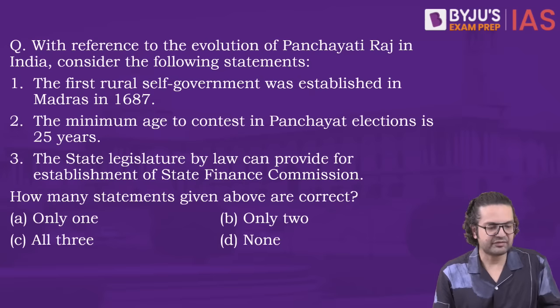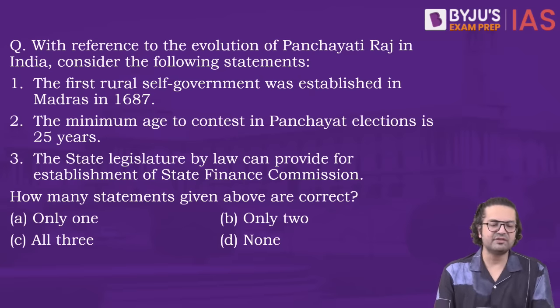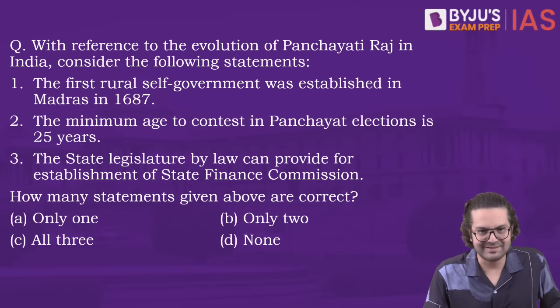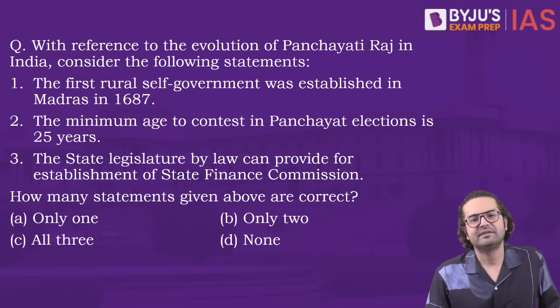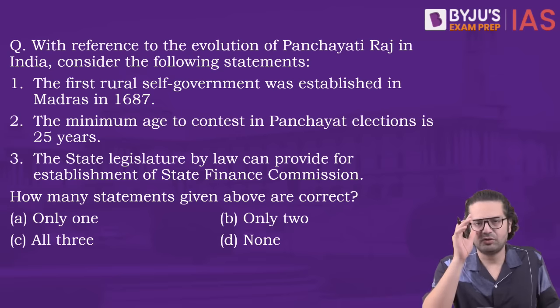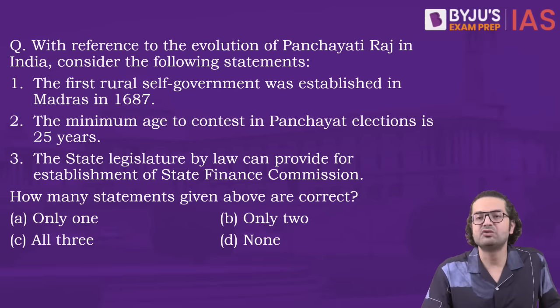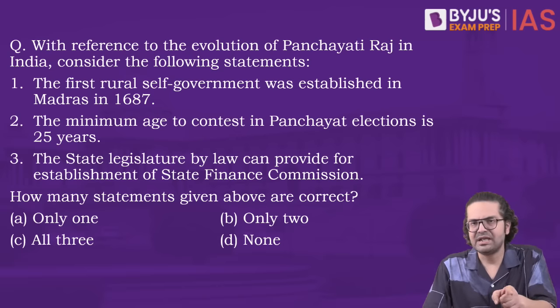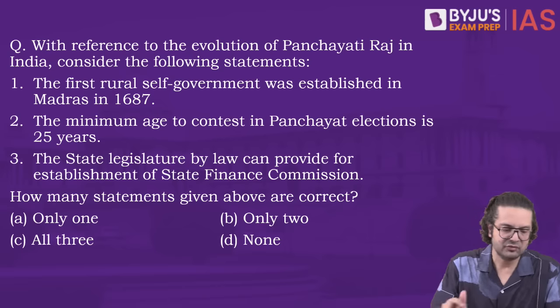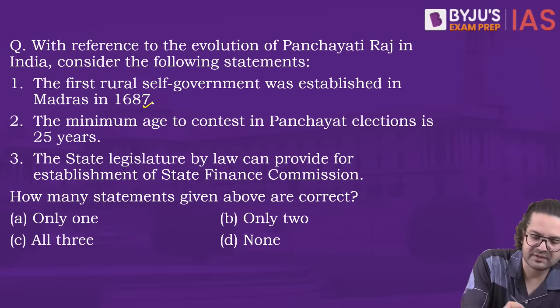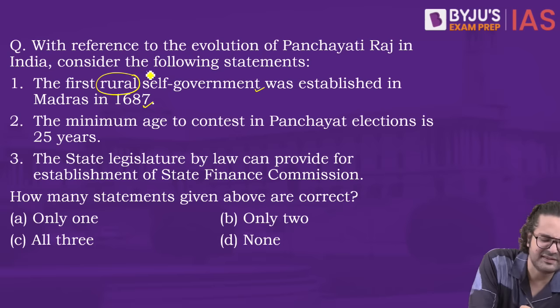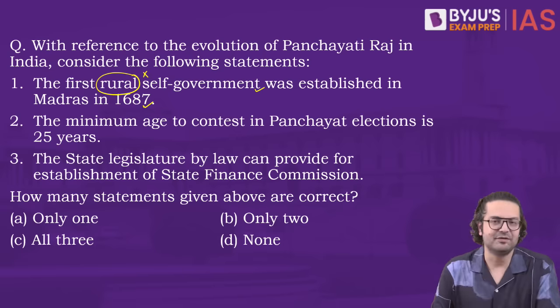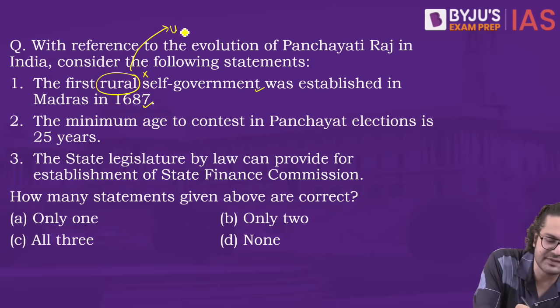Okay. Next, with reference to the evolution of Panchayati Raj in India, consider the following statements. The first rural self-government was established in Madras in 1687. The first self-government was established in Madras. Of course, the Royal Charter issued by King James II, which was issued in 1687 December, but came into effect in September 1688. So yes, this is correct. This is correct. This is wrong. It was not the rural self-government. It was the urban self-government.